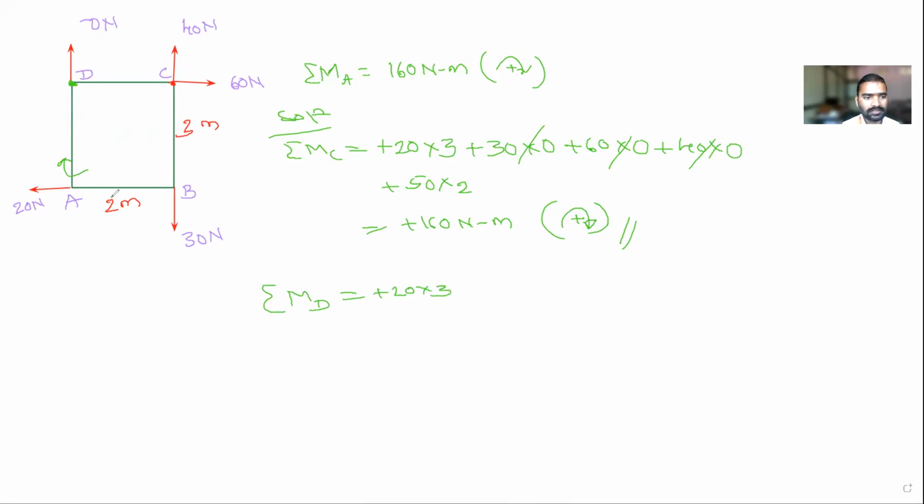Next, I will come to point B. This is moving in the downward direction. When it is moving, the body is moving in a clockwise or anti-clockwise direction? Clockwise. Plus or minus? Plus. How much is the distance between the line of action of the force and D? It is in the vertical direction, 2 meter. So this is plus 30 into 2 meter.